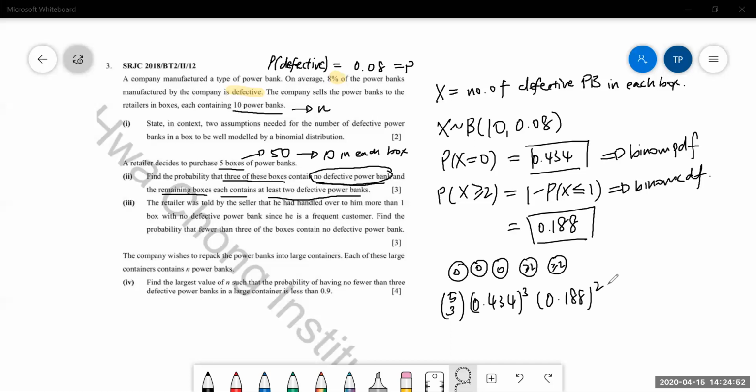Just use the formula. Whether you use 5 choose 3 or 5 choose 2 is the same, because 5 choose 3 is 10 and 5 choose 2 is also 10. So don't need to worry. Some students want to ask, should I choose the non-defective one or the defective one? It's the same thing.